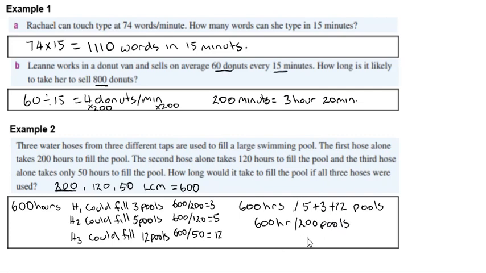So how long will it take them to fill one pool combined? Well, we're going to do 20, not 200, 20. We're going to do 600 divided by 20, 600 divided by 20, and will be hours per pool. And 600 divided by 20 is 30 hours combined to fill a pool.